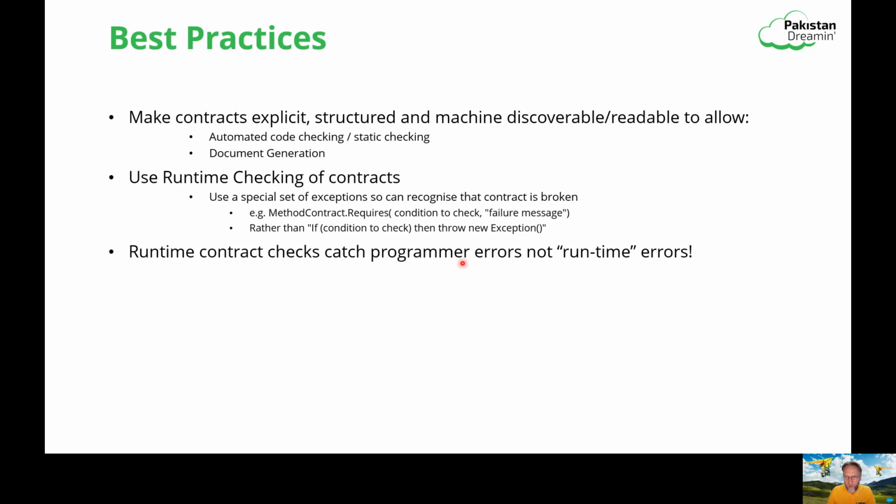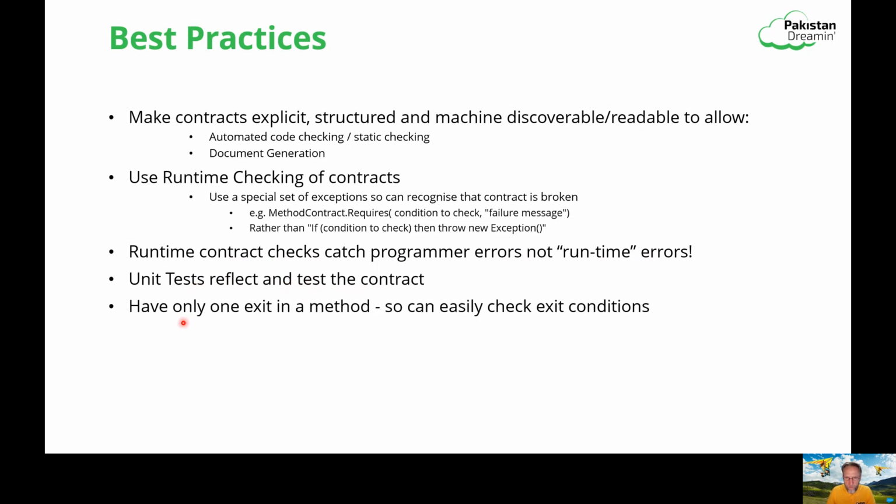Runtime contract checks check programmer errors. So not runtime errors, so differentiate between those. Contract checks are only for programmer errors. And unit tests should test and reflect the contract. The idea is to test the whole contract as much as possible. Have only one exit method for the reasons I just explained.